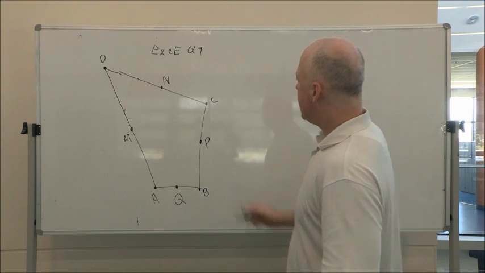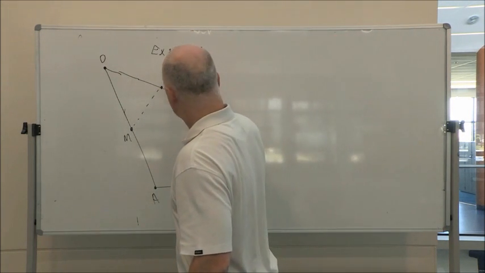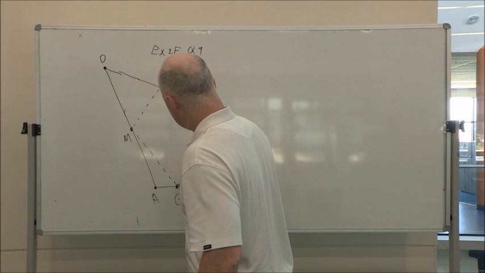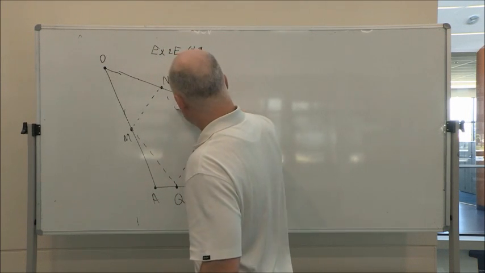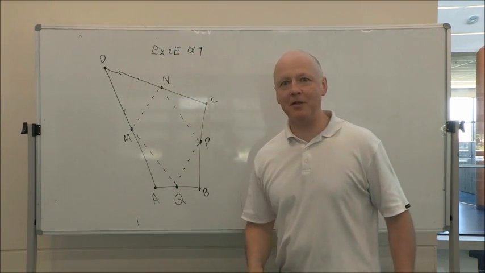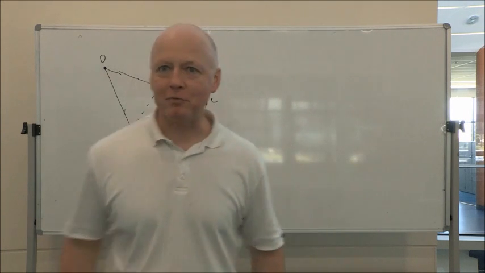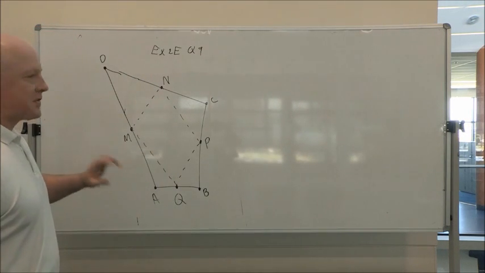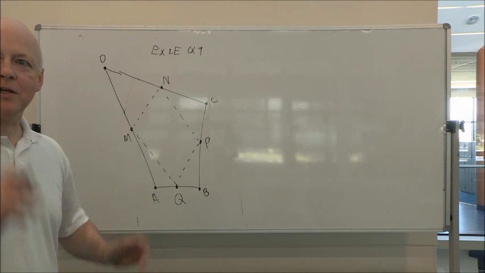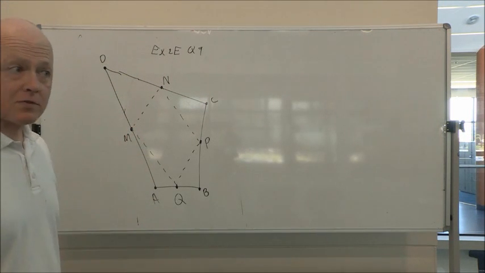Now, if we join those midpoints up, look at that, it does look like a parallelogram, doesn't it? That's good, because that's what we've got to prove. And it's not good enough to say, yeah, it looks like a parallelogram, my God, I've done it. No, we've got to prove it using vectors, all right?